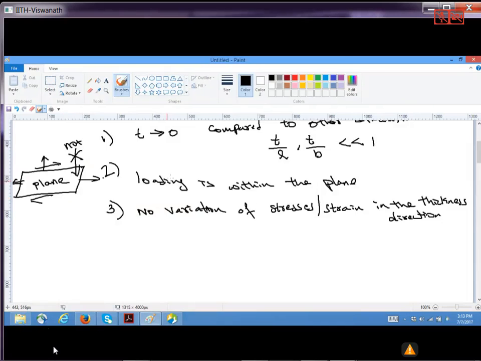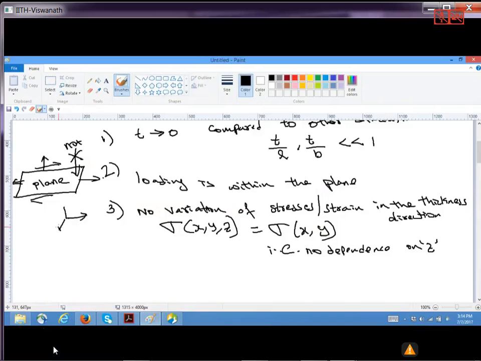That means our sigma x comma y comma z is only a function of x and y. There is no dependence on z, where this is x direction, this is y direction, and this is thickness direction. Okay, so then you can assume it as plane stress.